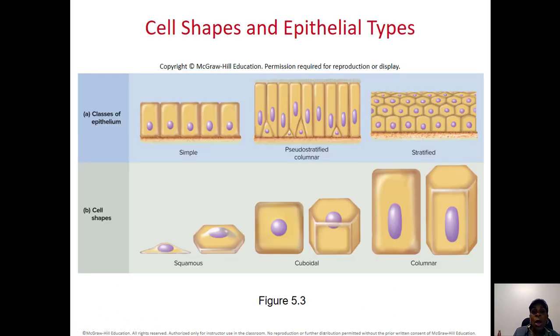So we talk about how epithelial tissues are divided by the shape of the cell and the number of layers. You see on the top here, the simple epithelial, right? So you can see simple, pseudostratified, and stratified. Why? Because stratified will have a lot of layers. And then the squamous you can see is flat. The cuboidal you can see looks like a cube, and columnar.